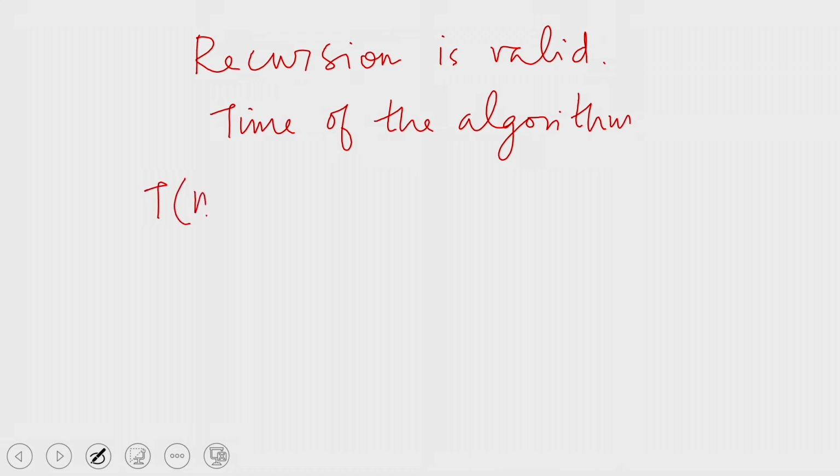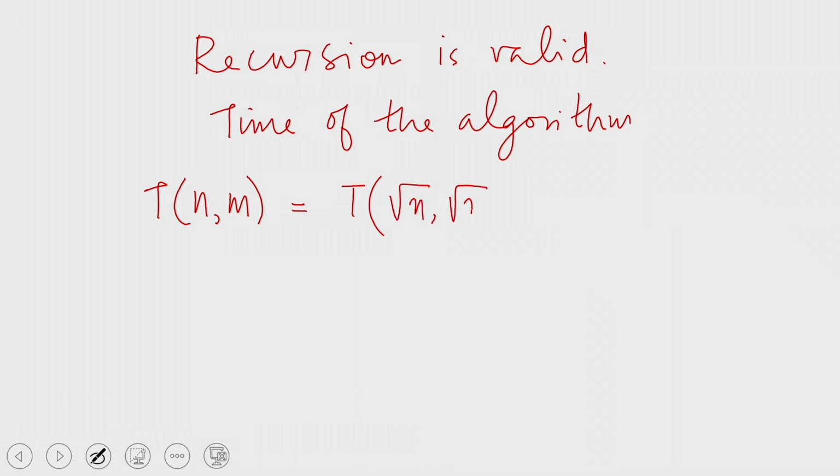Let T of n m denote the running time of the merge algorithm, where A has a size of n and B has a size of m. We find that we have recursive calls of sizes square root of n and square root of m at the most, and these recursive calls all take order 1 time. So, ignoring the constant of proportionality, I can write the recurrence relation in this fashion: T of n m equals T of square root of n square root of m plus 1.